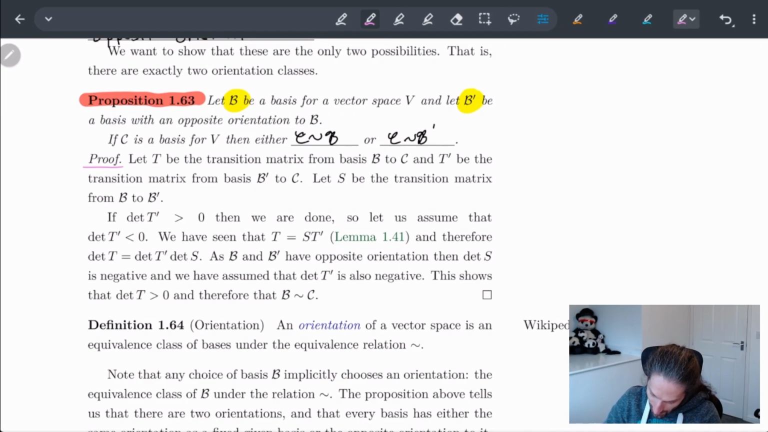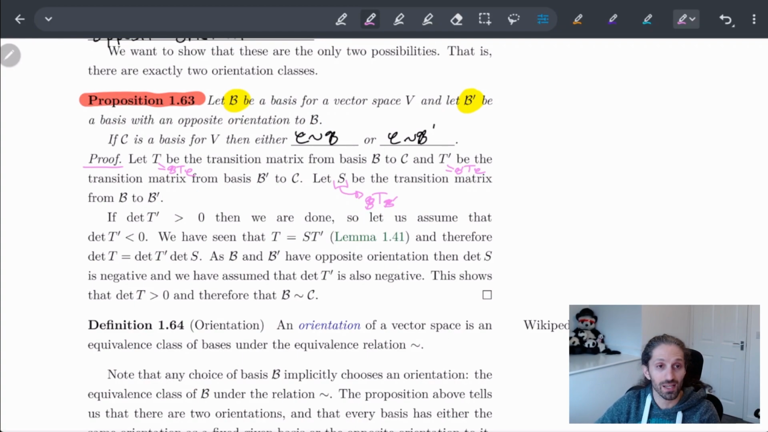We're going to let T be the transition matrix from B to C. So T is equal to the transition matrix from B to C. And T prime, we're going to let be from B prime to C. Now S, we're going to let be the transition matrix from B to B prime, right? So let's see. Now, we have one of two options.